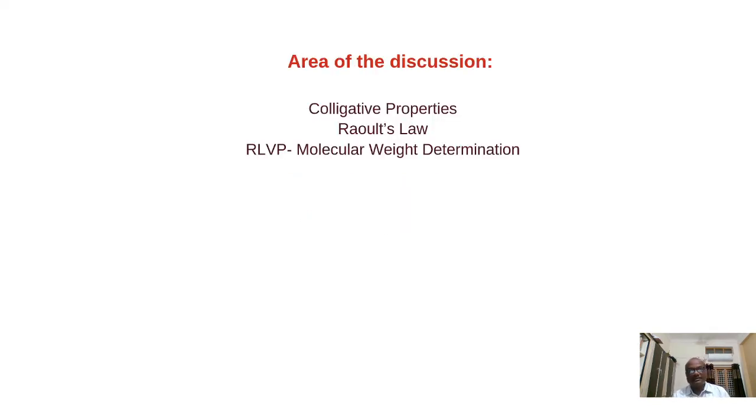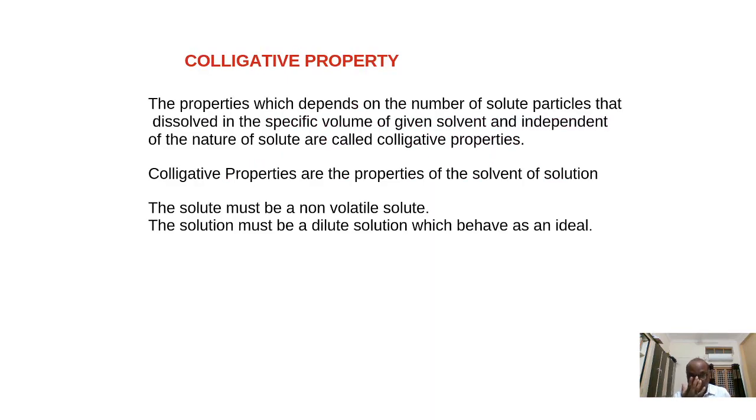Today we discuss the colligative properties and the types of colligative properties. In that we discuss the relative lowering of vapor pressure, Raoult's Law, and the relation between the relative lowering of vapor pressure and the molecular weight of the solute in dilute solution. This is the area of discussion. Let me say what is the meaning of colligative property.